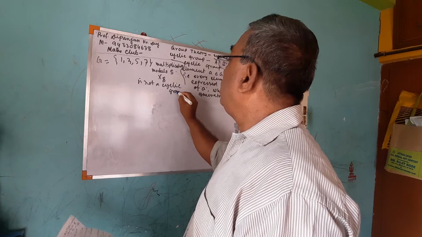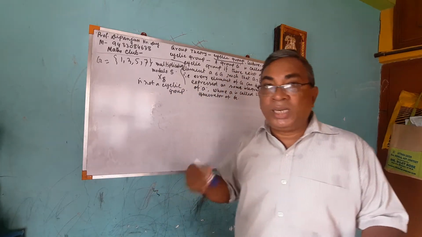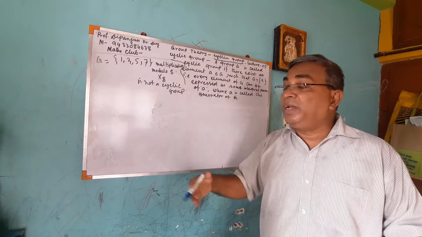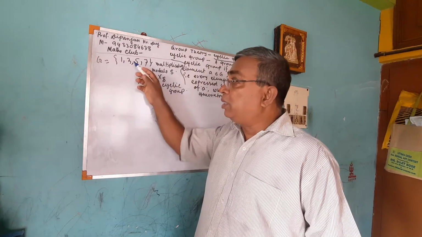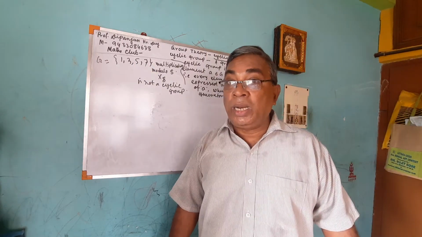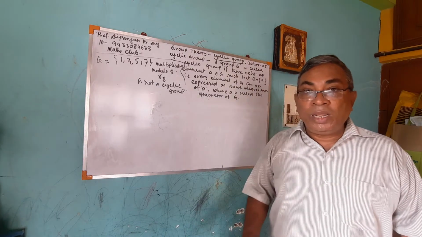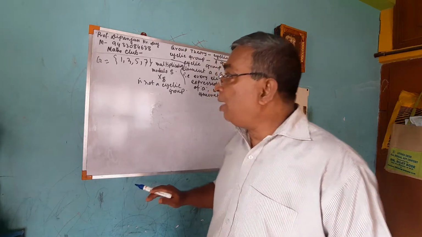Why is it not a cyclic group? That means you cannot find the generator element. You cannot find the generator. You have to prove that 1 cannot be the generator, 3 cannot be the generator, 5 cannot be the generator, and 7 cannot be the generator. If there is no generator, then it is not a cyclic group. So I am just proving it.